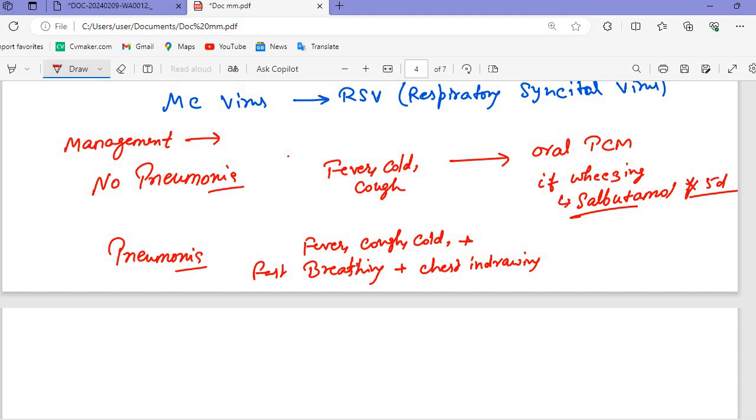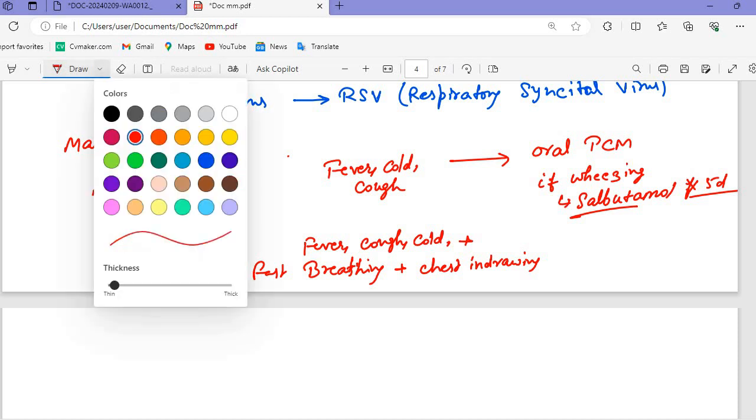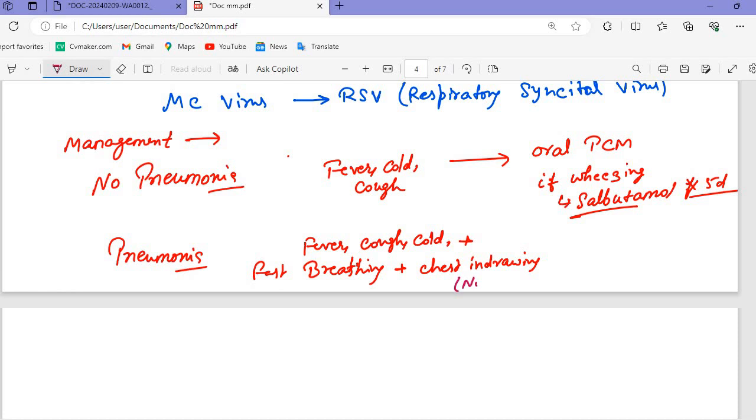Chest indrawing, or we can say this patient is taking fast breathing. But this patient has no hypoxia, no oxygen deficiency. So that is mild pneumonia. In that condition we can give oral paracetamol, along with that we can give salbutamol.